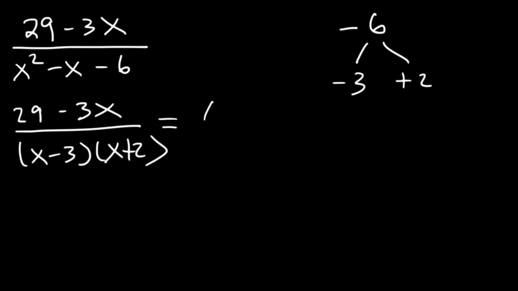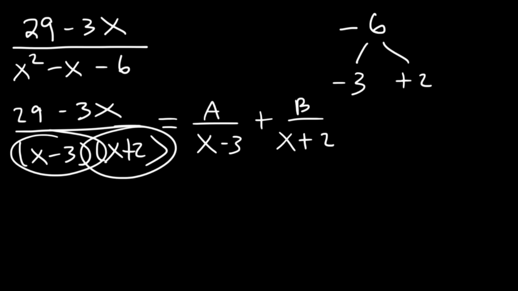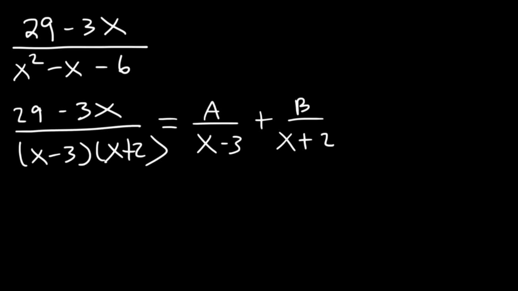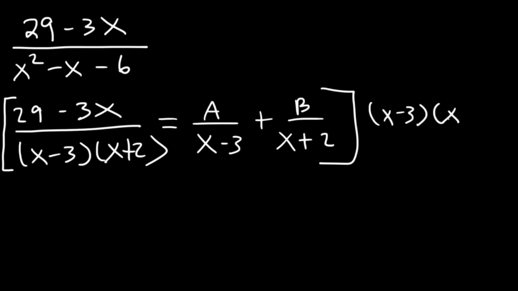So let's set this equal to a over x minus 3 plus b over x plus 2, since we have two linear factors. Now, just like before, we're going to multiply both sides of this equation by this denominator. So that is by x minus 3 times x plus 2. So these two will cancel, and on the left side, we're going to get 29 minus 3x.